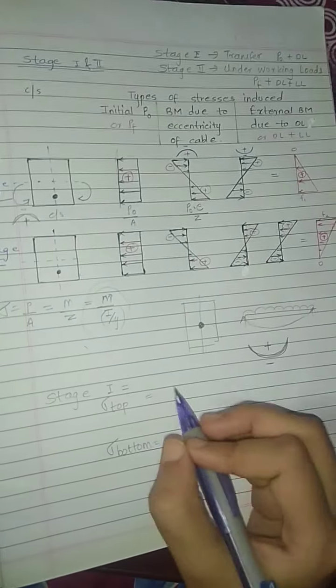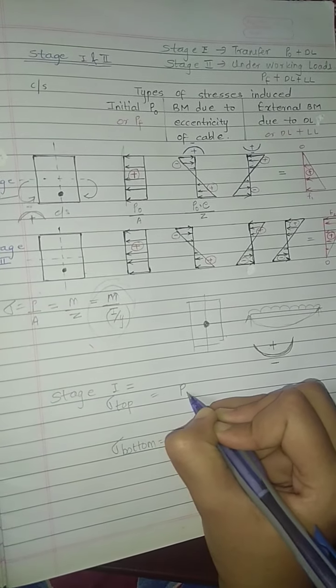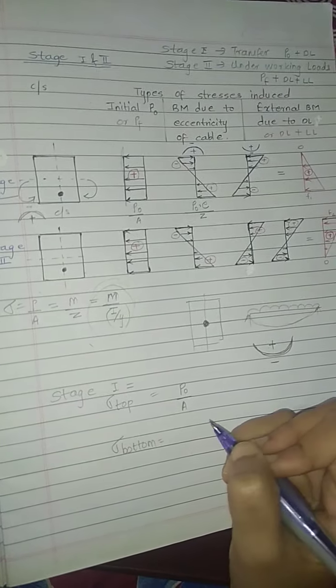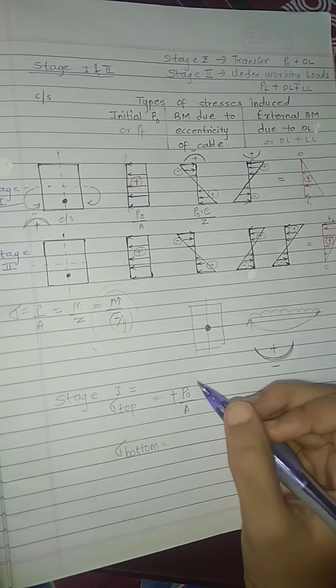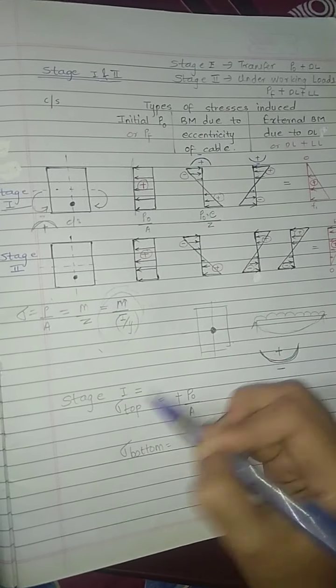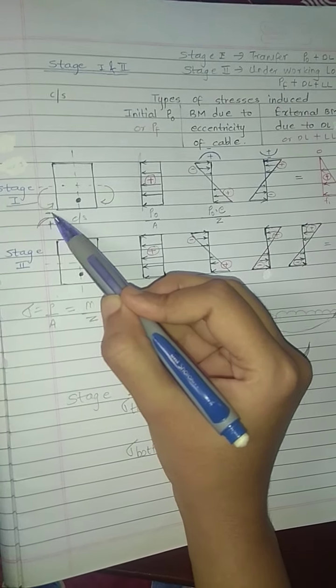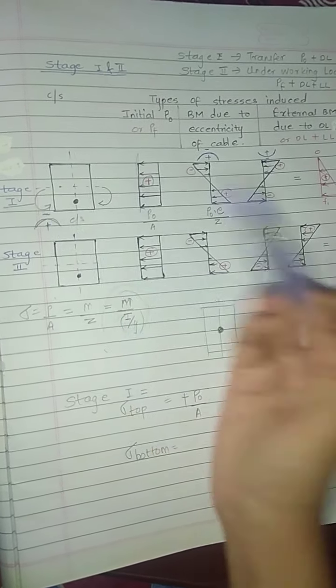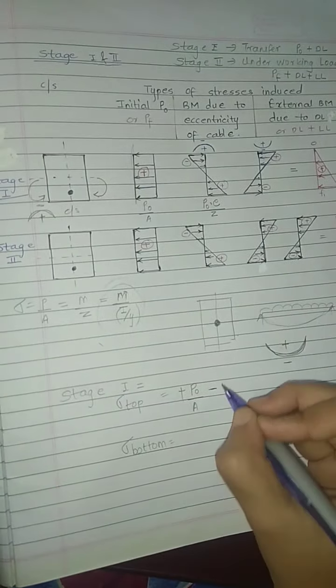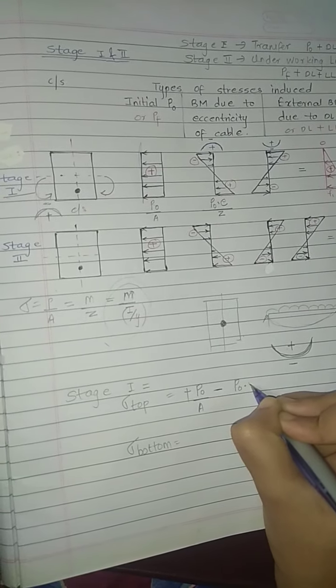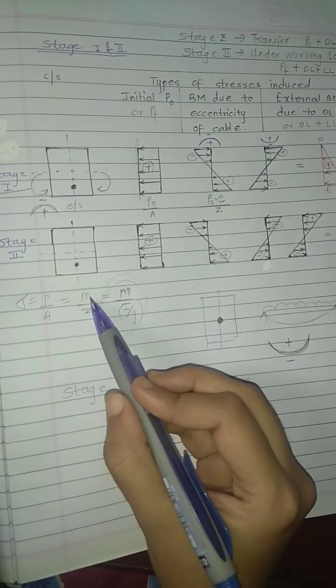First is the initial compressive force, which is P0 upon area, which is always positive. Next is due to eccentricity. Now while finding sigma top, due to eccentricity, hogging bending moment is induced. So the sign will be minus here at the top layer: P0 into e by Z.